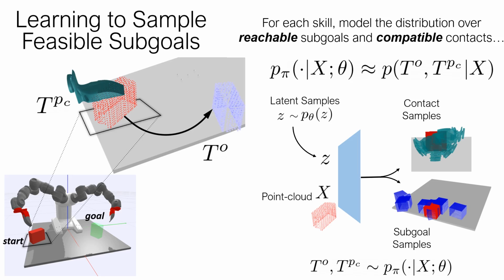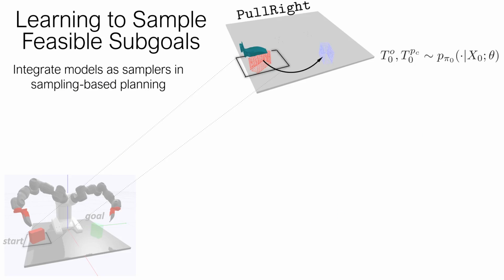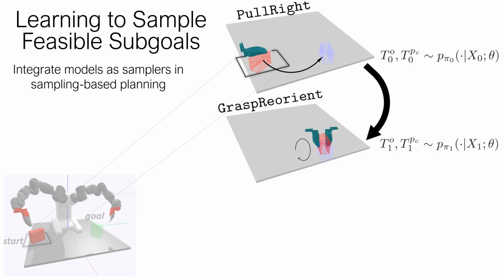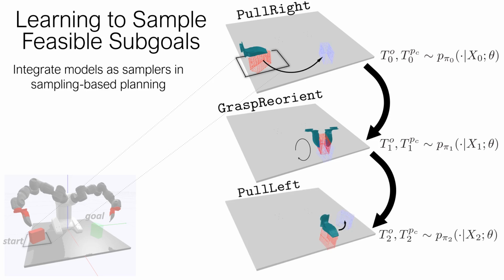Because we train only using successful executions, the network learns to predict subgoals that the robot is likely to be able to reach and corresponding contacts that are likely to enable reaching these predicted subgoals. This helps us solve the challenge of planning in the space of feasible subgoals directly from point cloud data. Once we've trained these models for each skill, we then integrate them to operate as samplers into a sampling-based planning algorithm to enable multi-step reasoning directly using the point cloud.